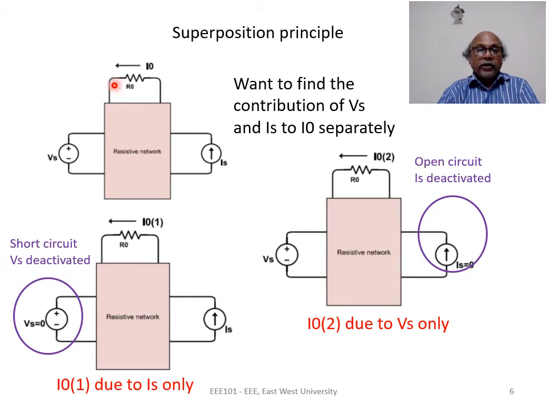If we look at our original circuit where both Vs and Is were active simultaneously and the response was I naught, this I naught can be found from our knowledge of I naught 1 and I naught 2. The superposition principle says that I naught is simply equal to I naught 1 plus I naught 2. Okay.